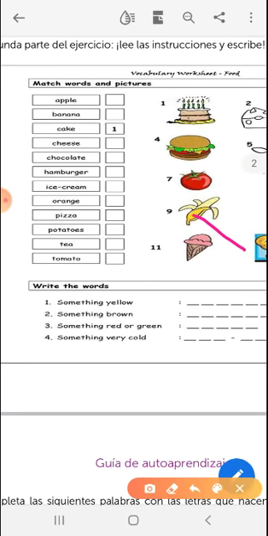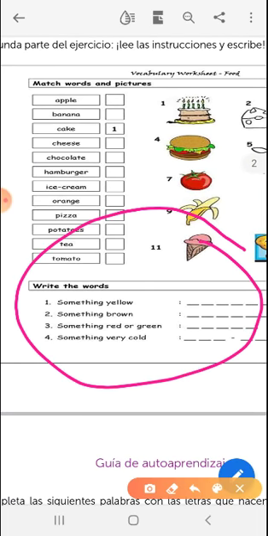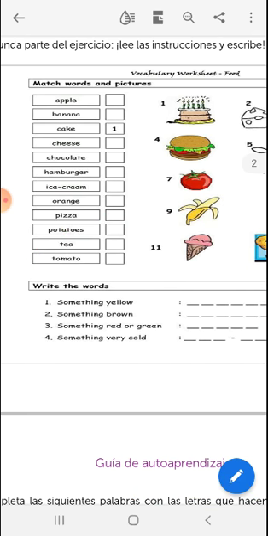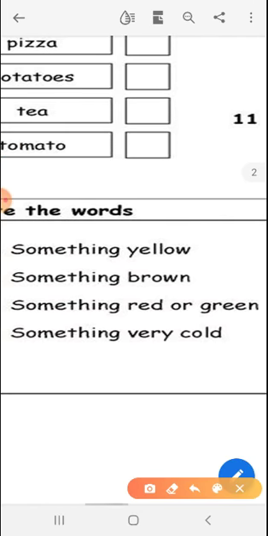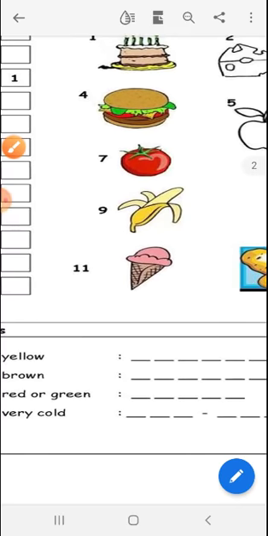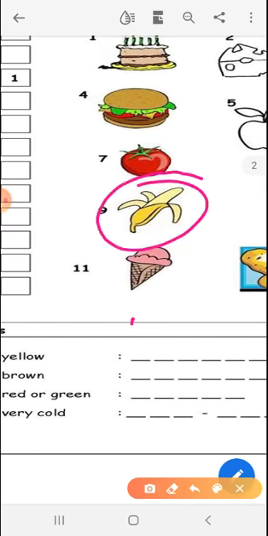¿Qué es la siguiente parte? Mira, esta es la siguiente parte. Write the words, escribir las palabras, escribir en este espacio que tenemos acá. Ok, pero ¿qué voy a escribir? Pay attention to this part. Aquí vas a ver qué va a escribir. Le pregunta por something yellow. You remember that yellow means amarillo, okay? Tell me, what is something yellow? Banana, so you're right.